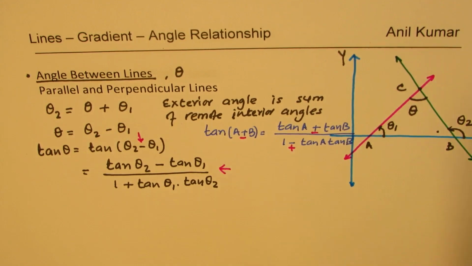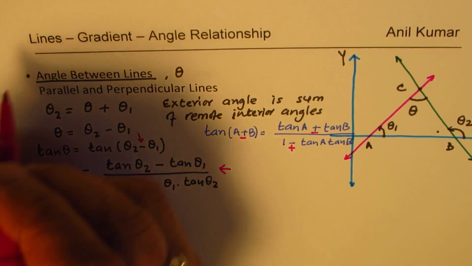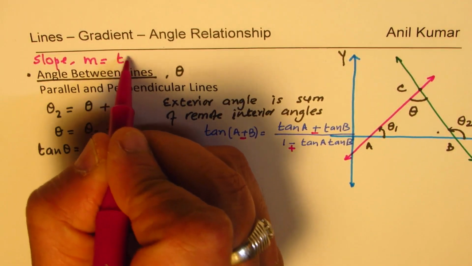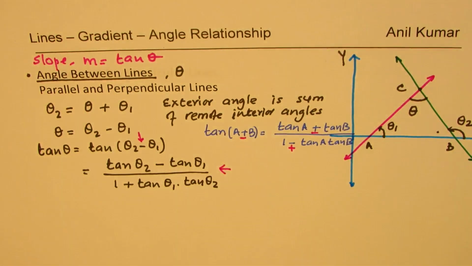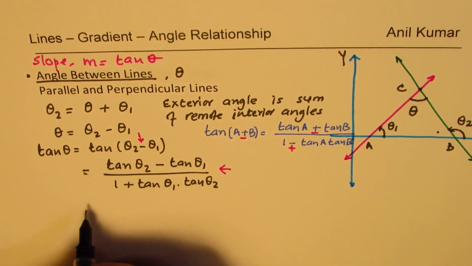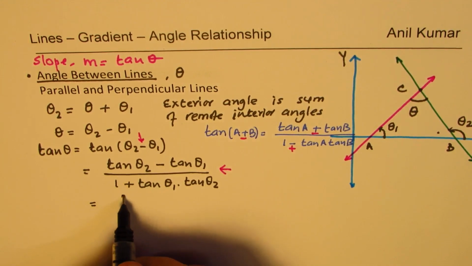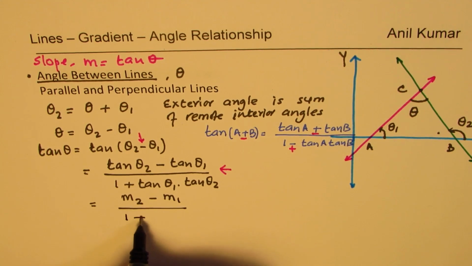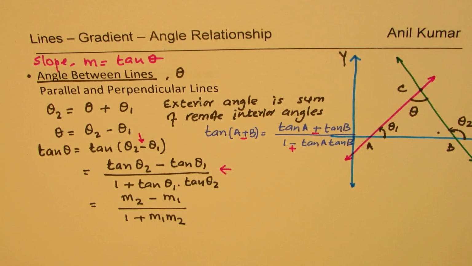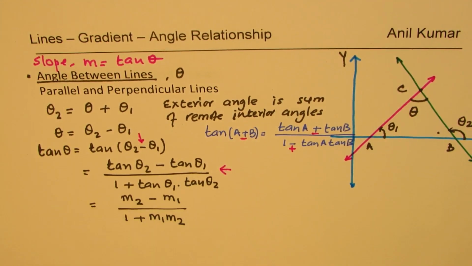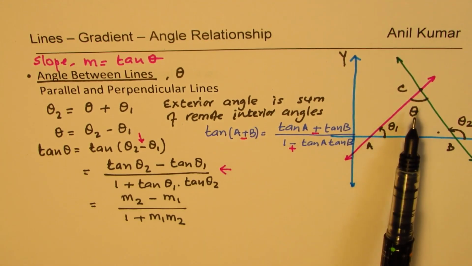And now in gradients, what did you learn? Lines and gradient. We know slope m is basically equal to tan theta, right? So that clearly means that tan theta is the slope of line 2 minus the slope of line 1 divided by 1 plus the product of these two slopes. Correct? Since tan theta represents the slope of the line. So that becomes a relation for the angle.